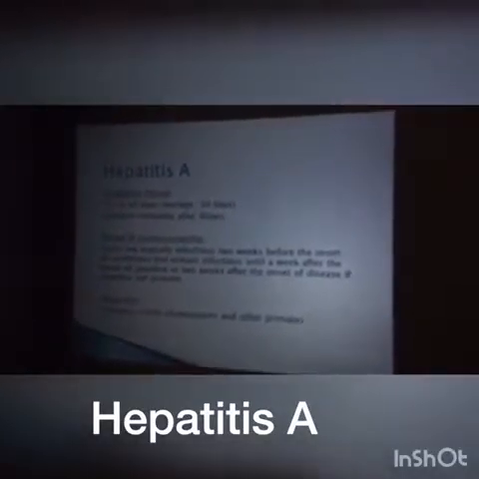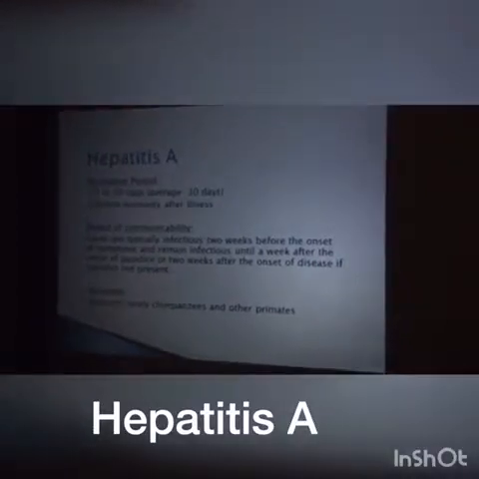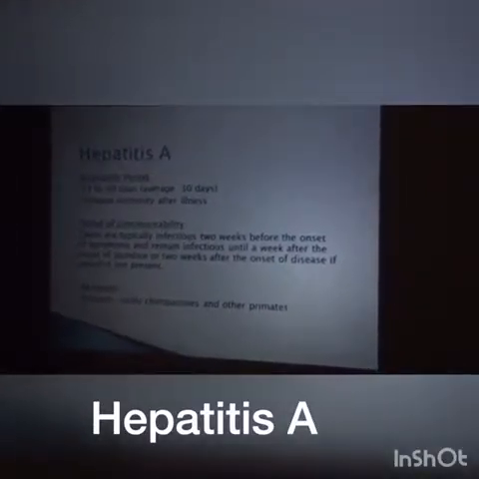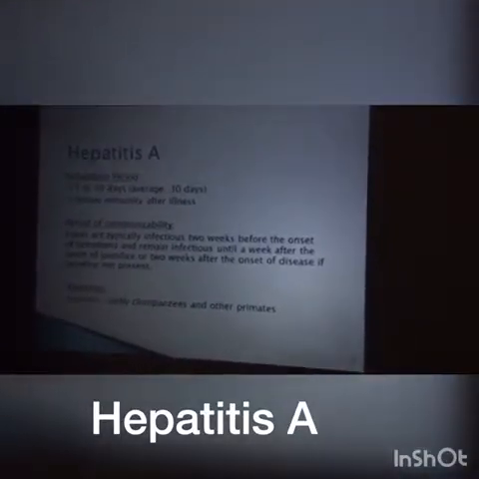Incubation period will be 15 to 50 days, on average 30 days. Period of incubation is the time between when you ingest the disease-causing agent to the time when you develop the symptoms. After this, you will get lifetime immunity.